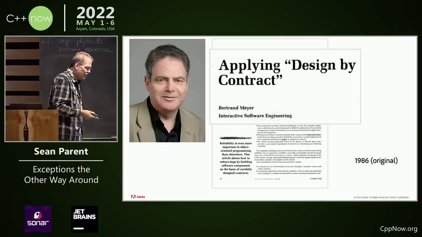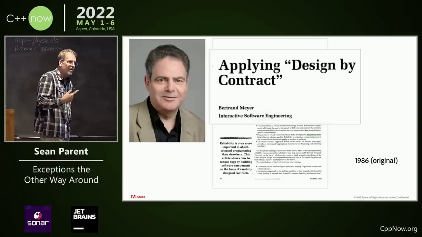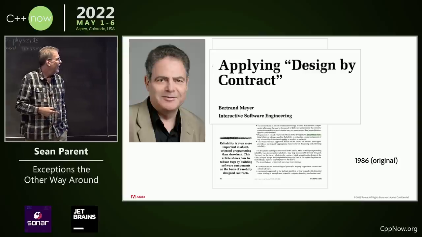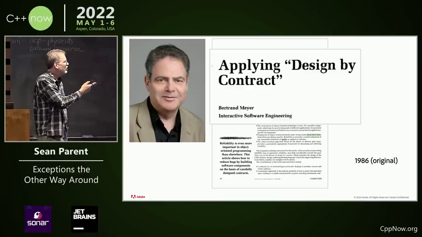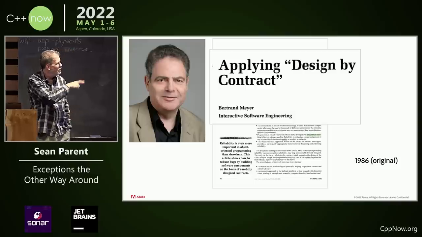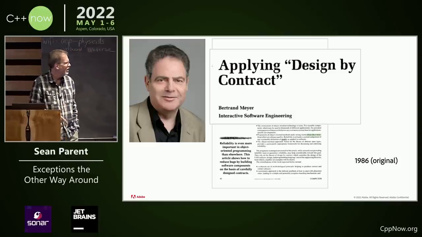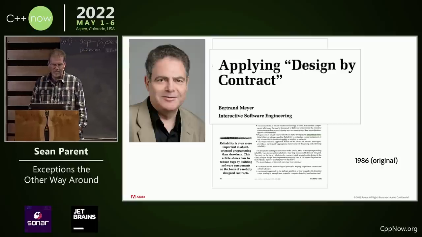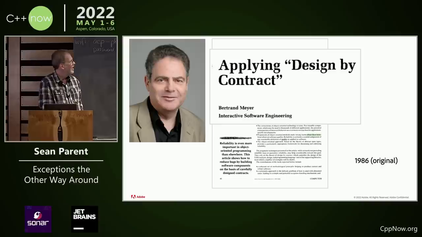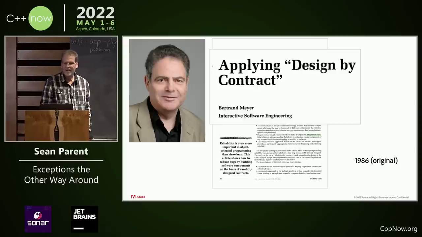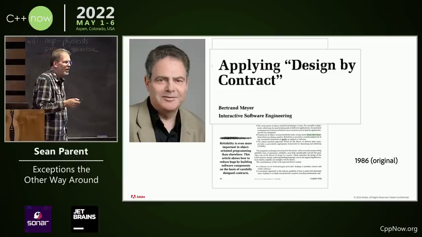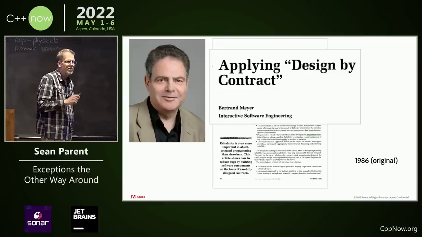The ideas of pre and postconditions come from Bertrand Meyer and Design by Contract. The original version of this paper was from 1986. The paper shown, I think, was a republication in 92. I've never been able to get a copy of the original. I even sent a note to Bertrand and no reply. So if anybody knows him or has a contact, I would love a copy of the original paper. Design by Contract is primarily about preconditions, postconditions, and class invariants.